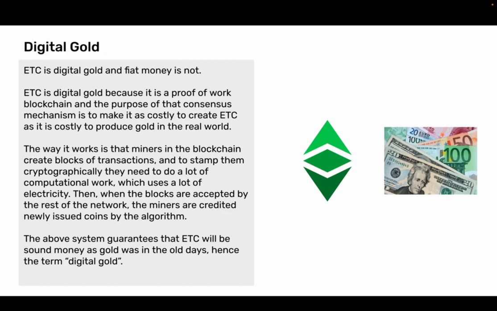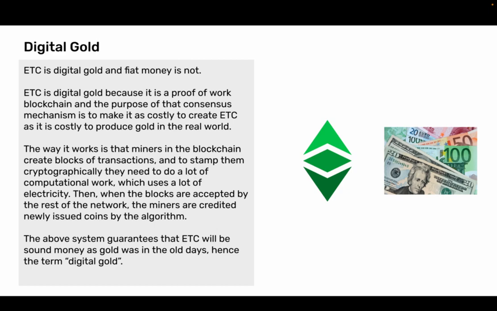Digital gold. ETC is digital gold and fiat money is not. ETC is digital gold because it is a proof of work blockchain, and the purpose of that consensus mechanism is to make it as costly to create ETC as it is costly to produce gold in the real world. The way it works is that miners in the blockchain create blocks of transactions, and to stamp them cryptographically they need to do a lot of computational work, which uses a lot of electricity. Then, when the blocks are accepted by the rest of the network, the miners are credited newly issued coins by the algorithm.